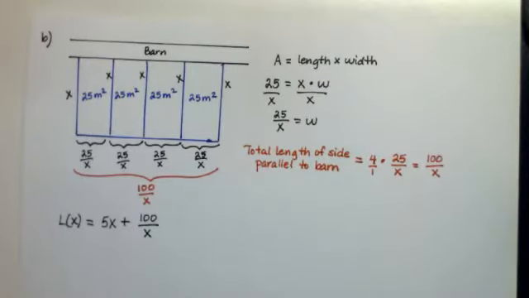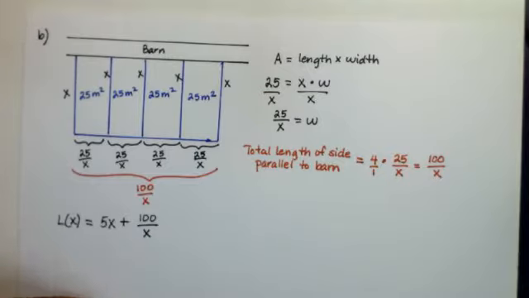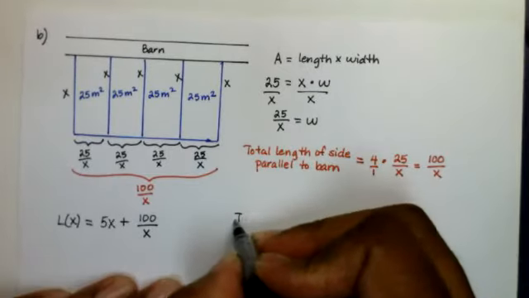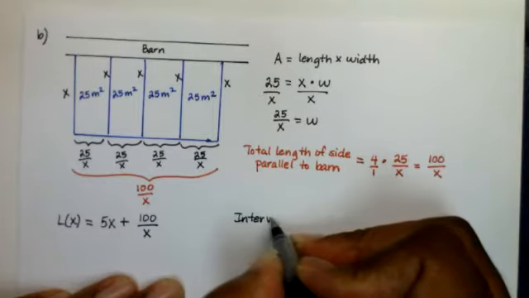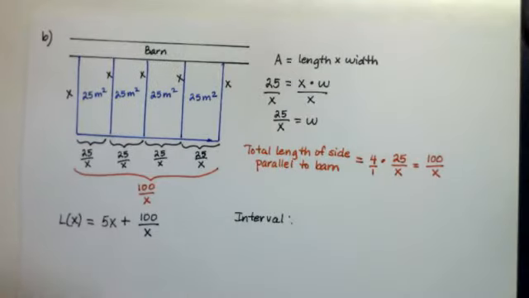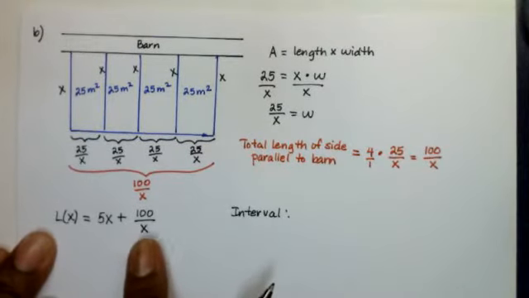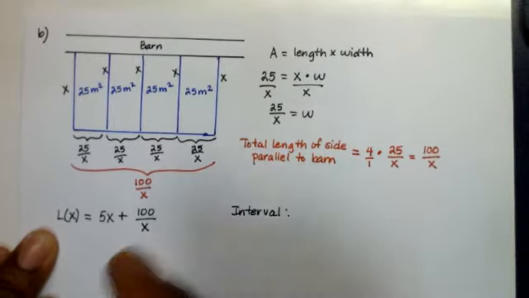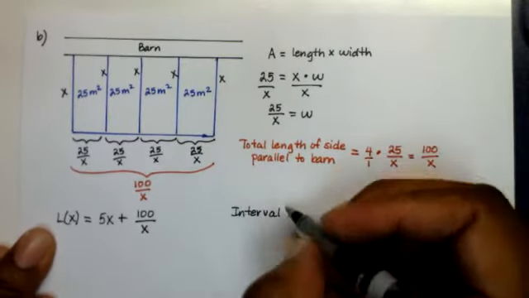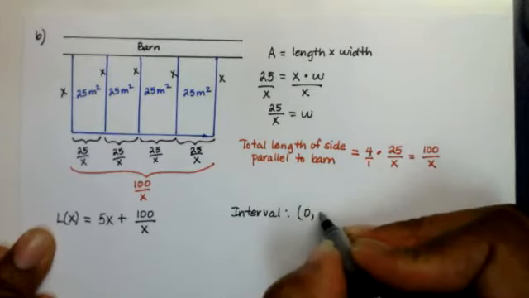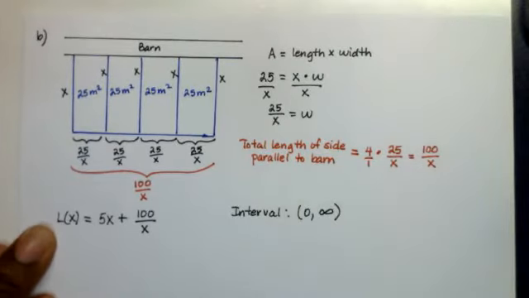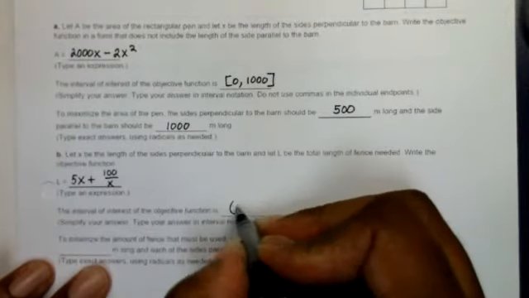All right, next is the interval of interest that they want. Well, we should know that lengths can't be a negative value. And of course, if you look at this, we can't have a 0 in the denominator. So in this case, my interval of interest would be from 0 to infinity. Okay. So it's just going to be all positive numbers here. So the interval of interest of the objective function will be from 0 to infinity.